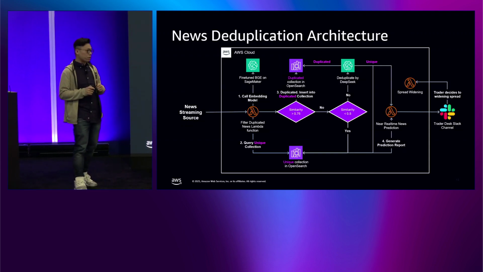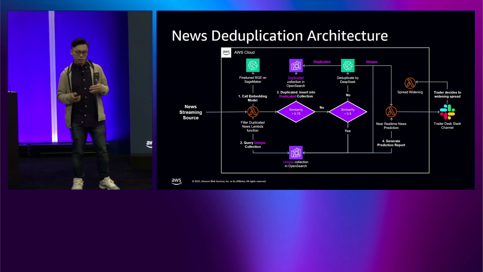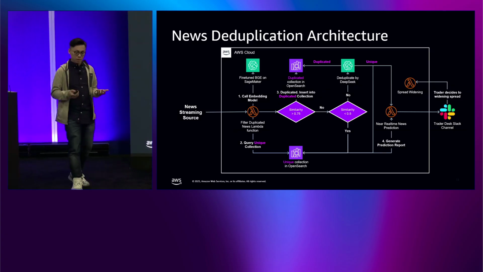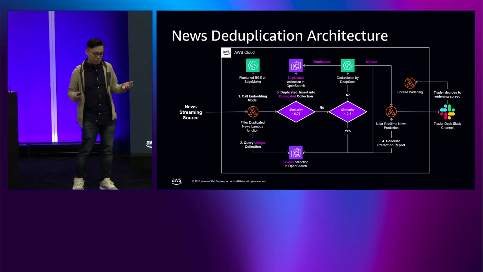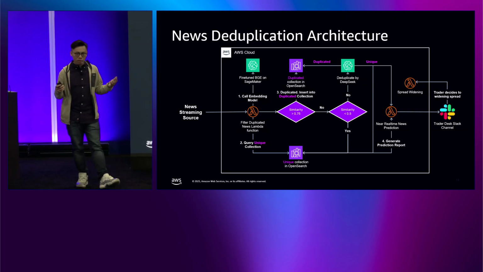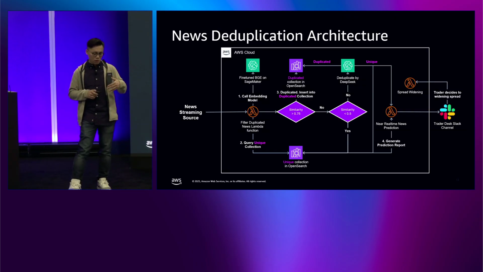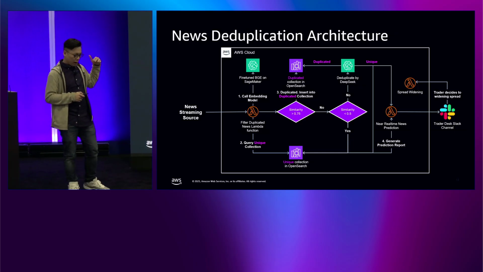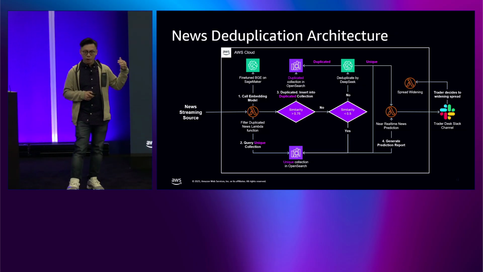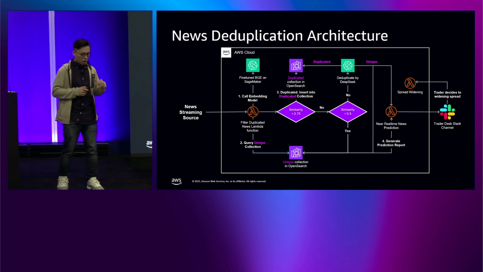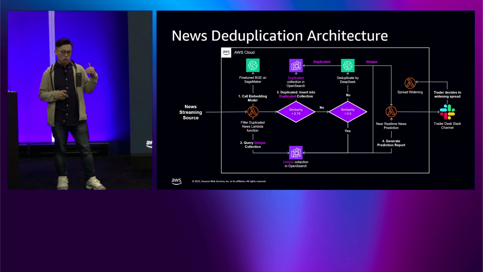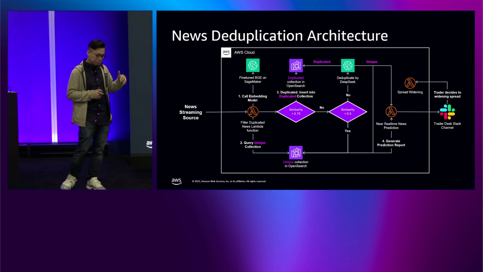But here's the hidden challenge. In crypto, in digital assets, the same news gets reported 50 times. For example, "Ethereum upgrade delayed" appears on Twitter, Reddit, Discord, Telegram, all over, and all within minutes. So if you process every duplicate through the expensive LLM, you will be burning money and killing the latency. So we have another deduplication pipeline to handle this problem.